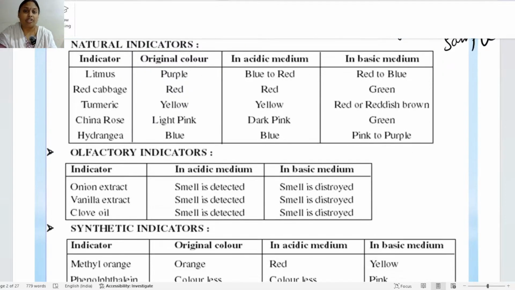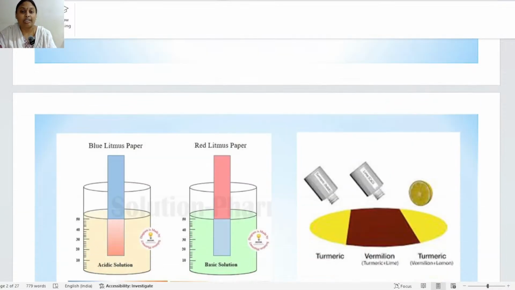The first one is natural indicators, which are extracted from nature, and another one is the olfactory indicators. At the last we have the synthetic indicators. When it comes to the natural indicators, we have the litmus, red cabbage, turmeric, China rose, and hydrangeas. Their original colors are purple, red, yellow, light green, and blue. Regarding this, we will see the pictures, then we will get the clarity.